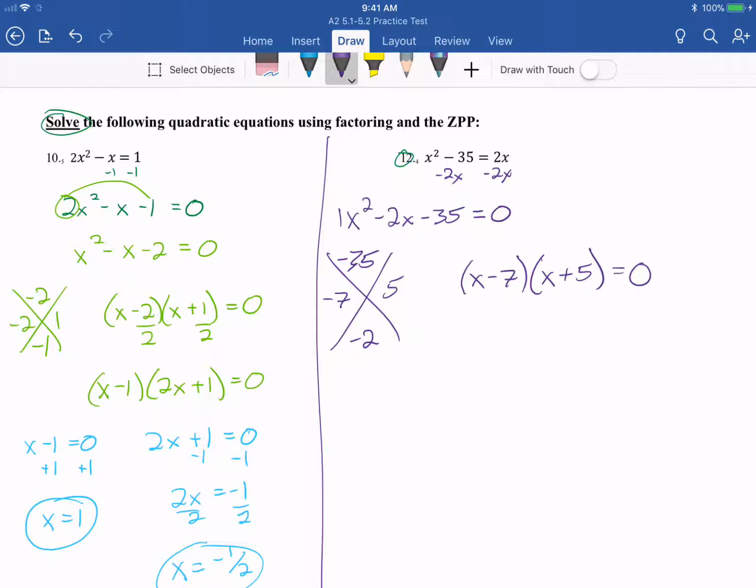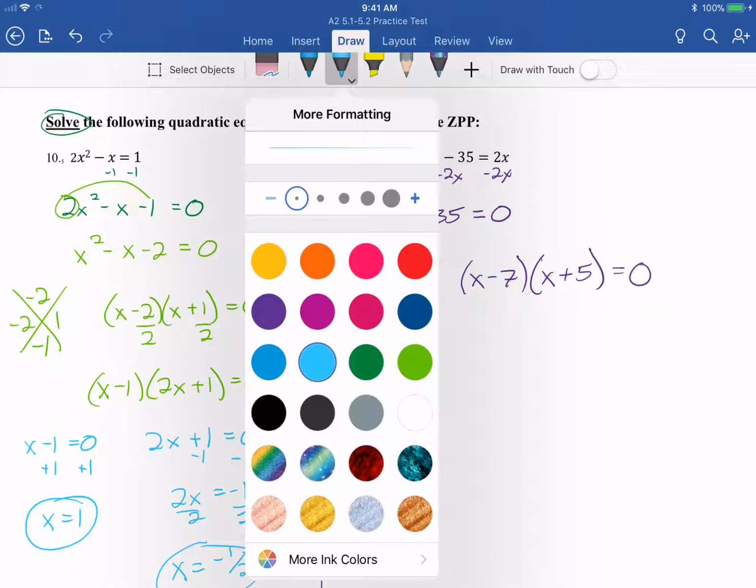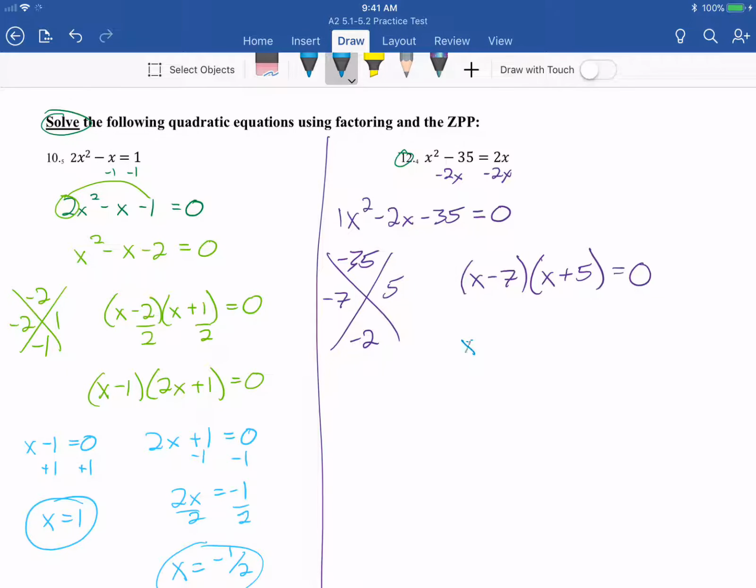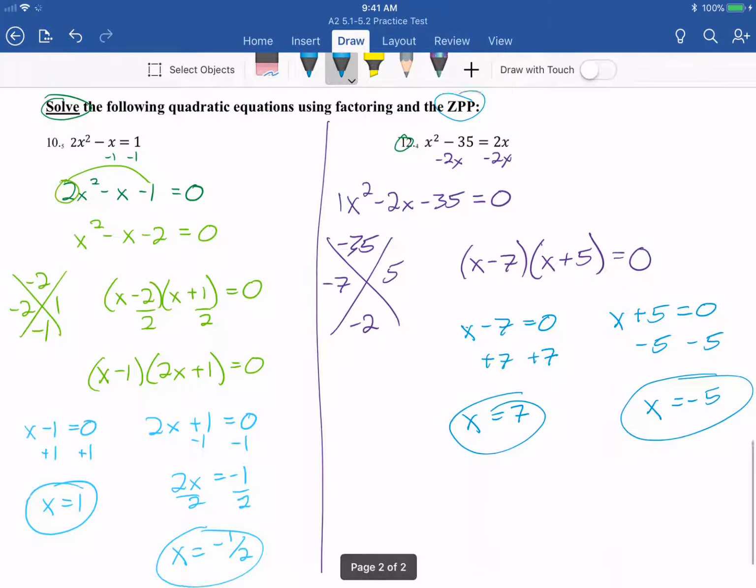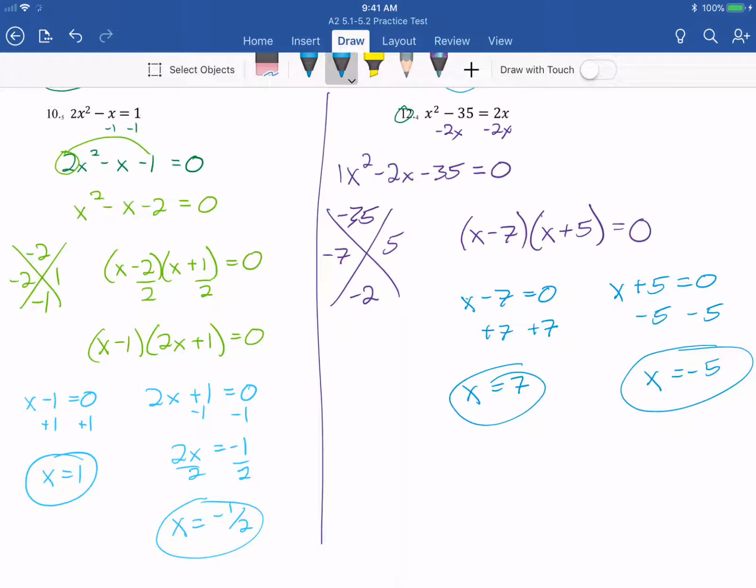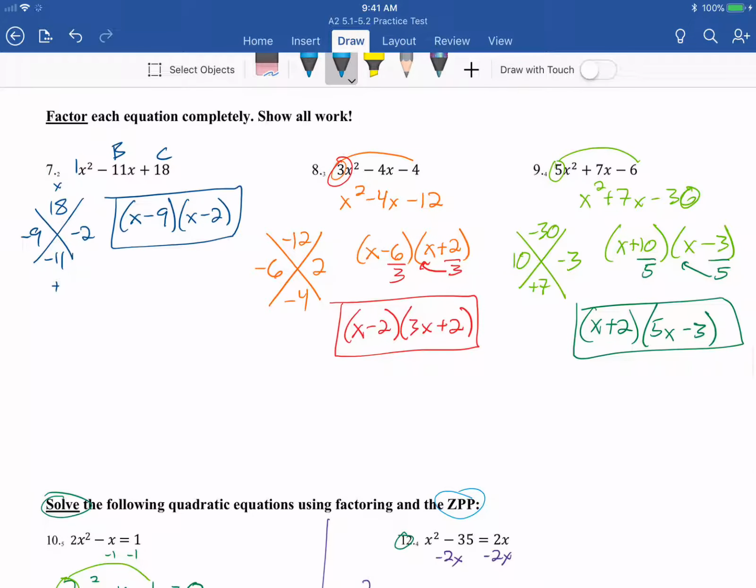Now my last step here, I just got to set both of those equal to 0. So I get x minus 7 is equal to 0 and x plus 5 is equal to 0. Solve these straight down. I got to add 7 to both sides and subtract 5 from both sides. So I get x equals 7 and x equals negative 5. So those are my zeros, using that zero product property. So factor them and then set each factor equal to 0.